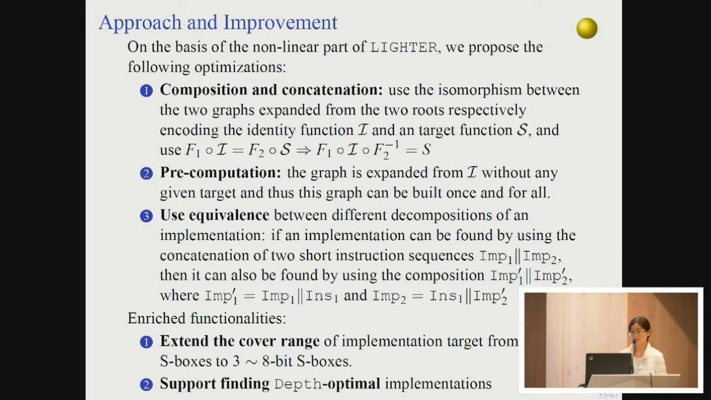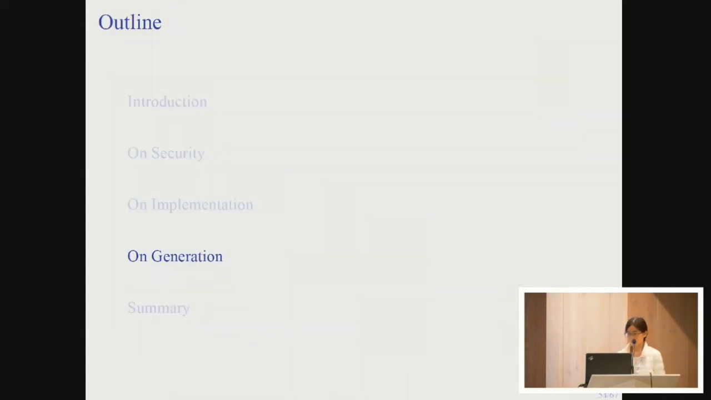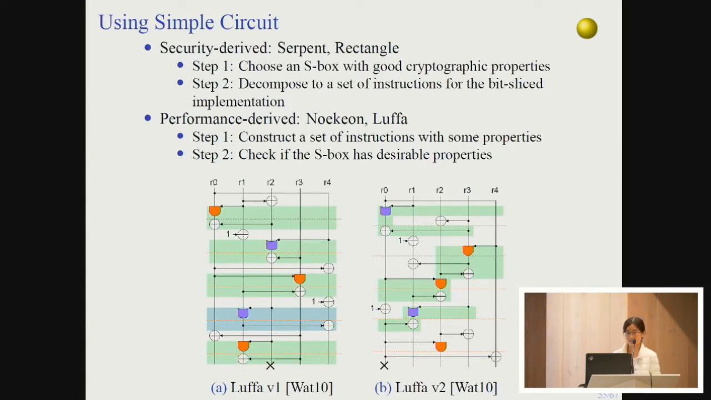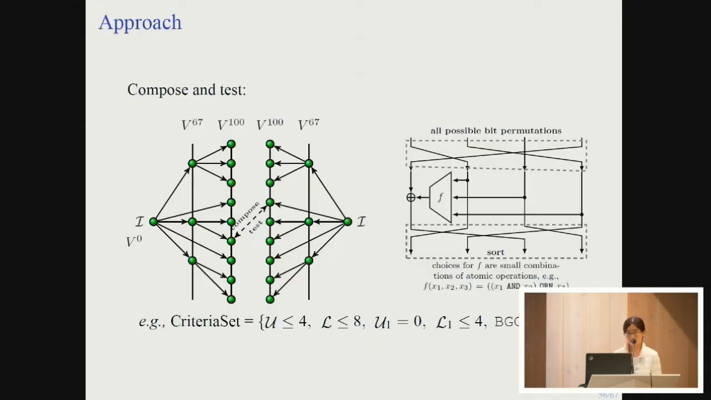And we want to enrich the functionality by making it cover some larger SBoxes and support finding the depth-optimal implementation, while it's currently only efficient for 3- and 4-bit SBoxes. And for the generation aspect, we use the simple circuit construction method, which is very similar to the construction method of Lufa, the SBox of Lufa. Actually, it is a direct extension of the implementation functionality.